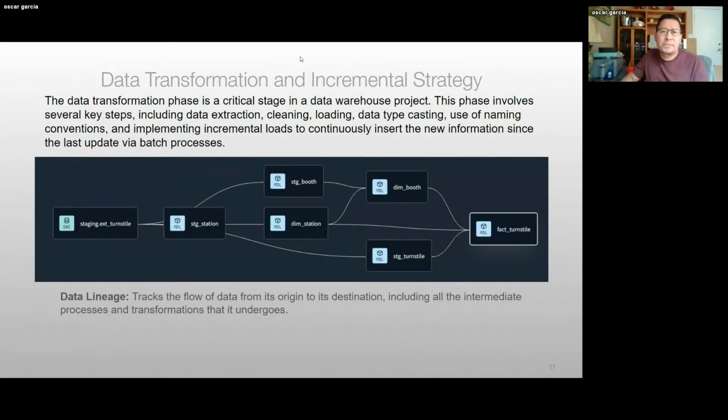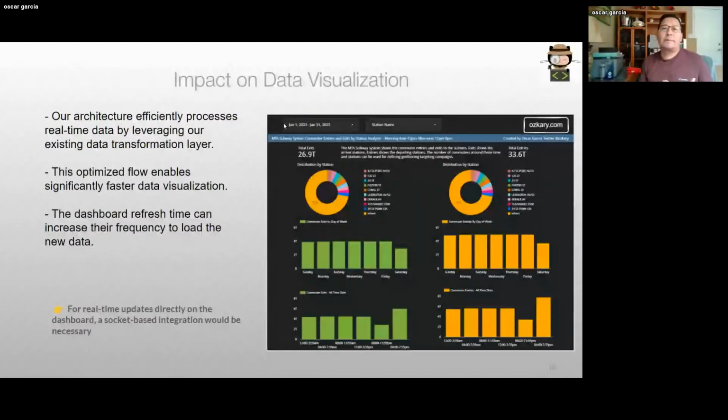Okay, so what's the impact here in the data visualization? As soon as the data comes into our data warehouse, our dashboards will be enabled with that information, so they can read that data. This enables us to refresh our dashboards with much faster speed. But remember what I said about real-time updates. If you want the dashboard to be live, flickering and updating numbers, your dashboard needs to implement a WebSocket connection. You need to actually have a WebSocket connection that's streaming data into the dashboard, not just putting the data into the data warehouse.